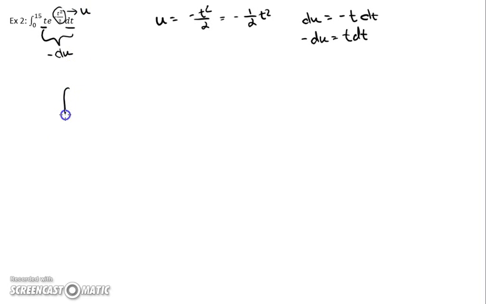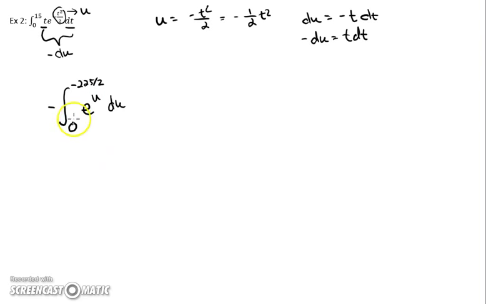So when we rewrite our problem, we're going to make this a negative on the outside, right? That's a constant, pull it out front. E to the u du. And we have to think about our limits of integration. If we plug 15 in here, 15 squared is going to be 225, so negative 225 over 2. And plug 0 in, that's just going to give us 0.